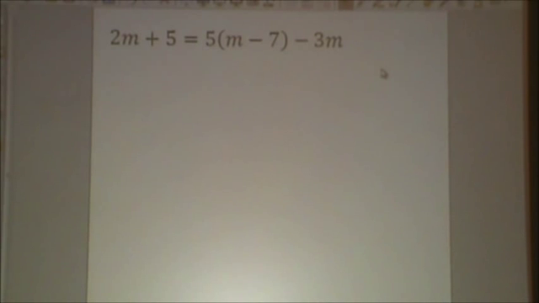Notice I've got distributive there. So the first thing I need to do is get rid of this distributive. I gave you a big one here. So I need to put my ketchup on my hamburger and ketchup on my fries. So over here I'm going to keep my 2m plus 5, and 5 times m, which is 5m. 5 times 7 is 35, minus 3m.